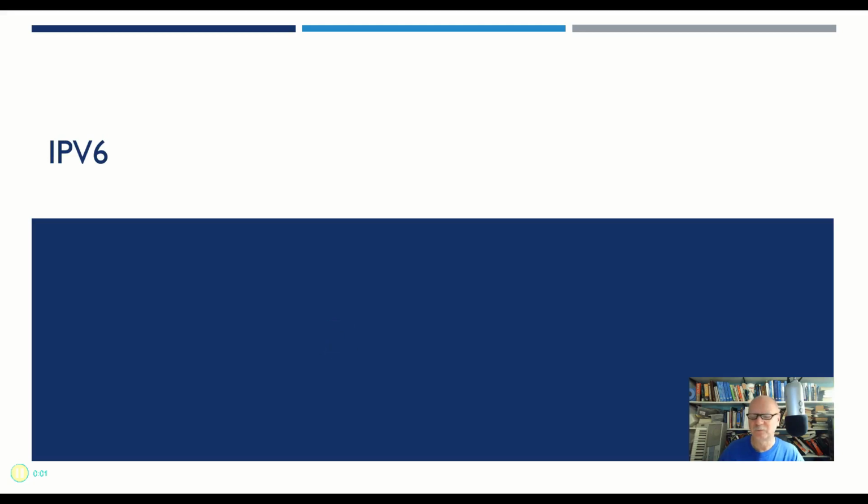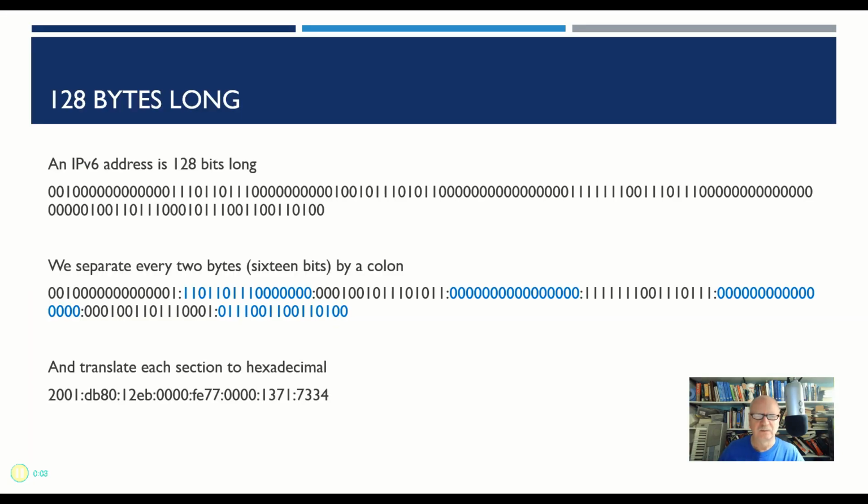Now let's have some fun with IP version 6. IP version 6 is 128 bits long, and you see 128 bits all strung out here. Now we can separate these into 16-bit chunks, and we're going to separate them with a colon, and I've also changed the color of each section just to make it a little bit easier to identify them. But we have 1, 2, 3, 4, 5, 6, 7, 8 of these sections.